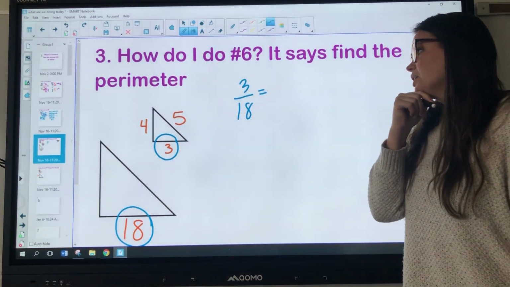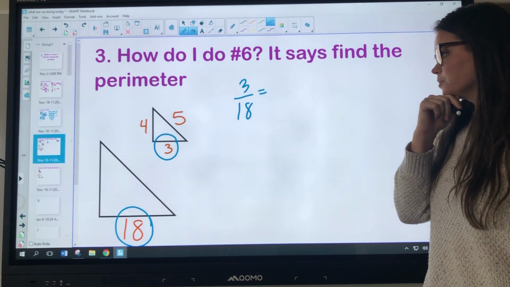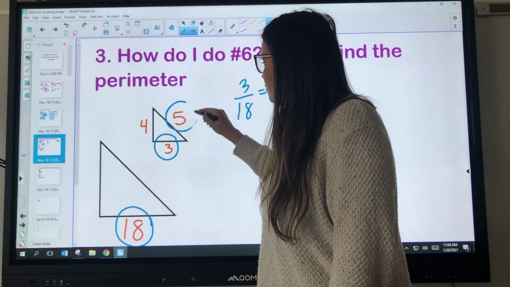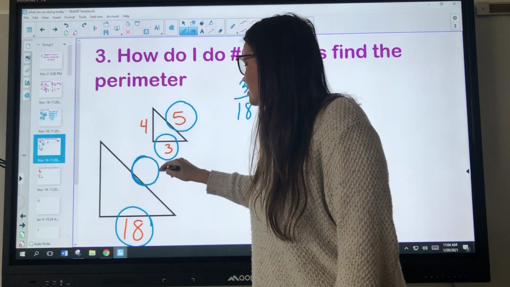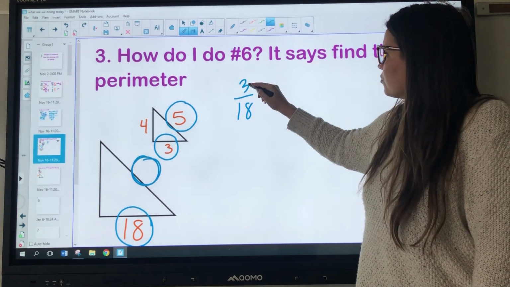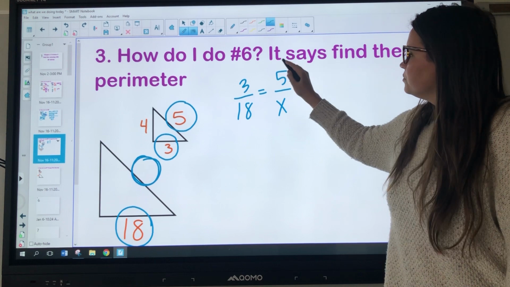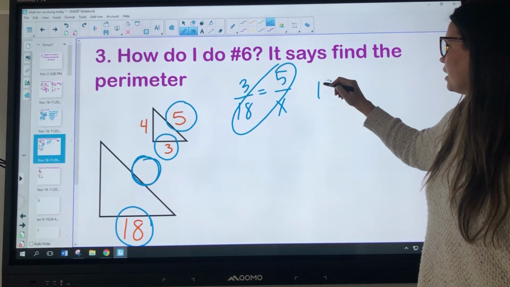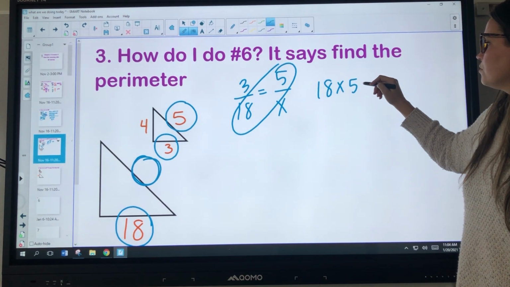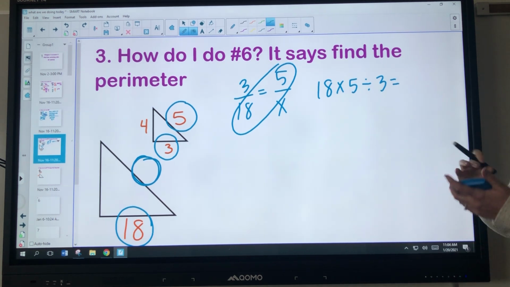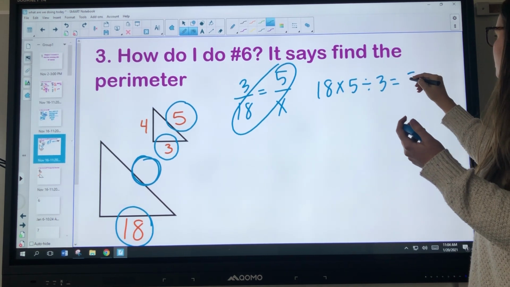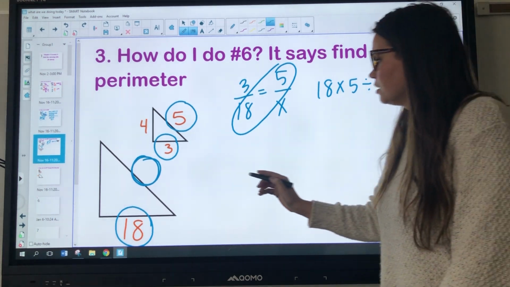Again, 3 over 18, 18 over 3, doesn't matter. And then you're going to use your 5, and that will find us the length of this side. If the 3 was there, the 5 needs to go there. So do 18 times 5 divided by 3. This is 30.